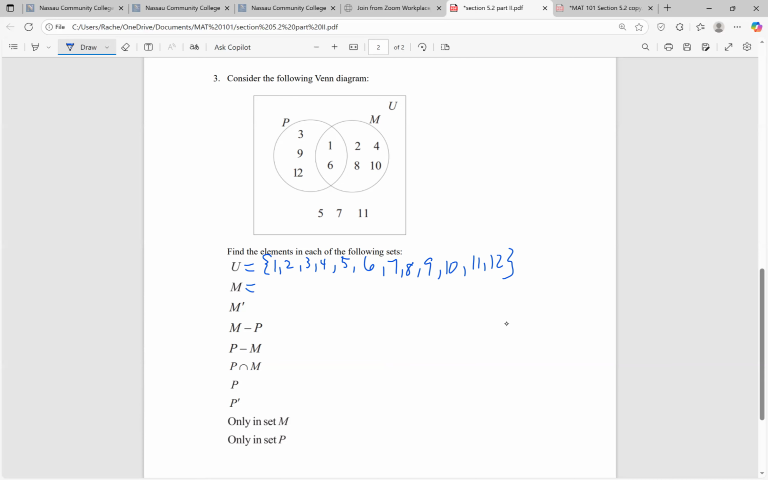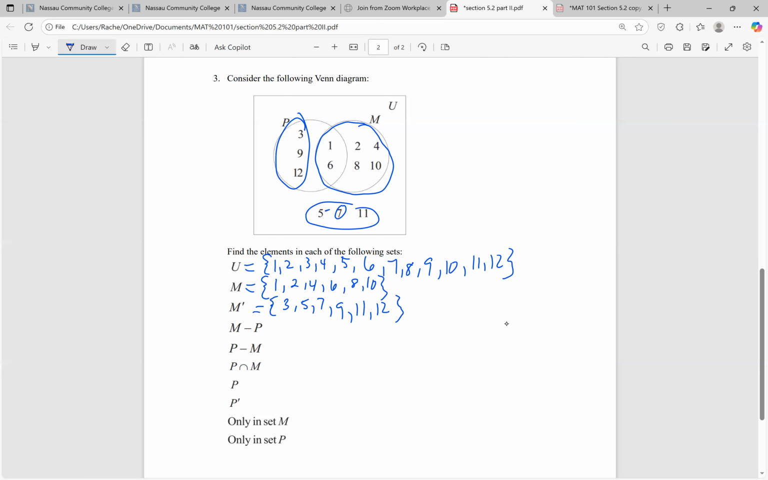Now, what is set M? So what's in M? So that's going to be 1, 2, 4, 6, 8, 10. Now, what's M complement or M prime? What's not in M? Well, that's going to be everything else in the universal set, right? So that's going to be whatever is only in P and in the universe. So we'll go in order. It's going to be 3, 5, 7, 9, 11, and 12.